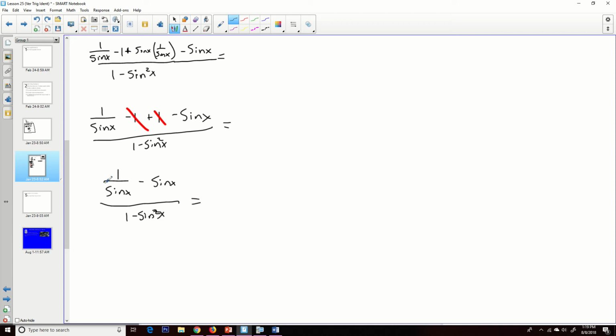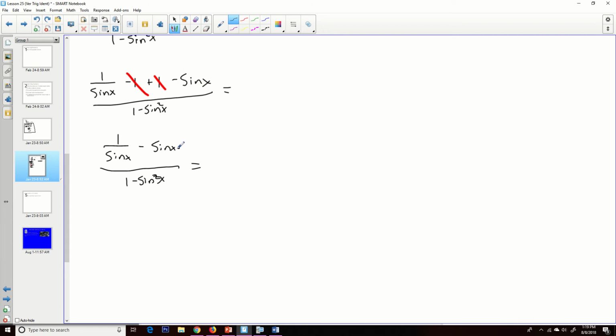And I guess I want to combine a fraction again. Make this into a single term and see what we can get rid of. So to do that, I'm going to multiply this one by sine x over sine x. That'll give me 1 minus sine squared x over sine x all over 1 minus sine squared x.